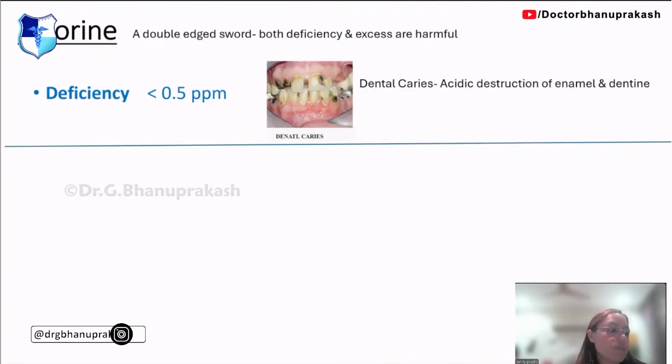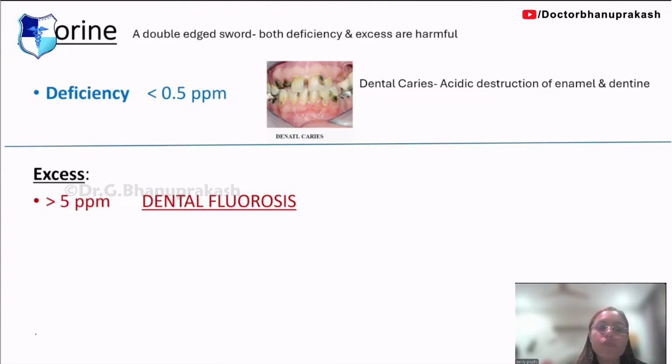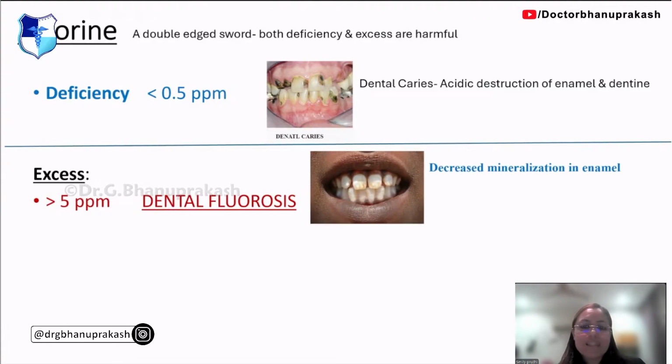Then fluorine, which is a double-edged sword, both deficiency and excess are harmful. Deficiency, less than 0.5 parts per million in drinking water, will lead to dental caries, which is acidic destruction of enamel and dentine. Excess of fluorine, more than 5 parts per million, will lead to dental fluorosis, in which patient has decreased mineralization in enamel.